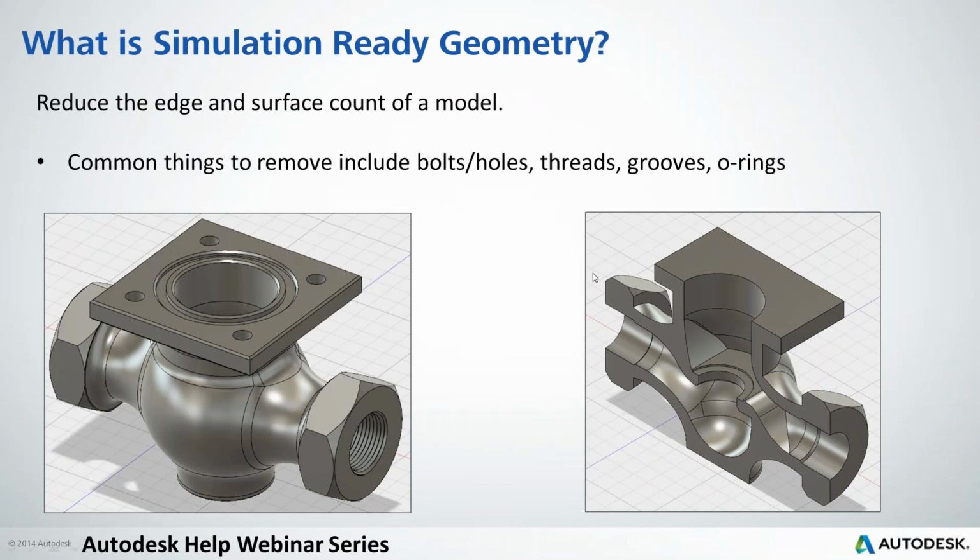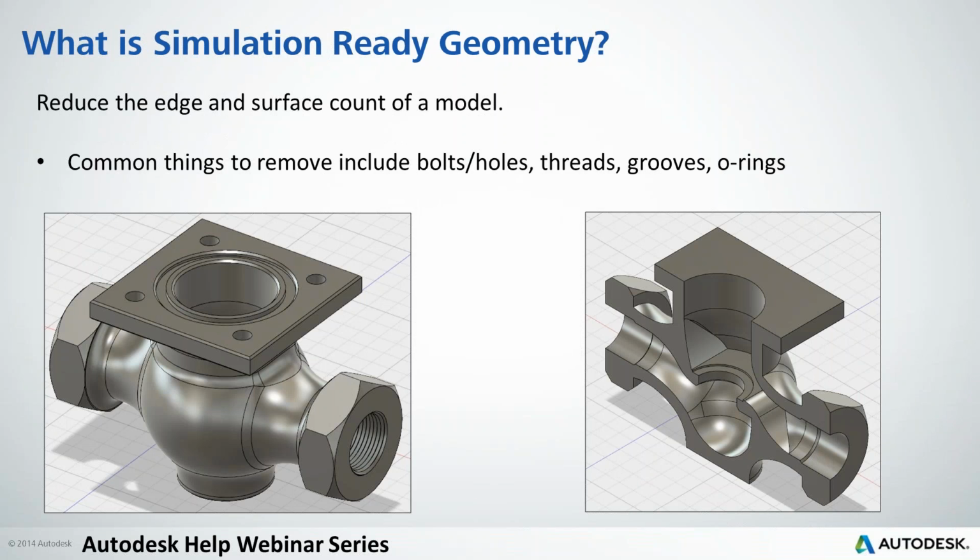So the first thing about simulation geometry is just getting rid of any unnecessary surfaces and edges. All of this plays a role downstream. It's going to make your model heavier, harder to rotate and view things, and it's not going to add a lot of value for what you're looking at for results.